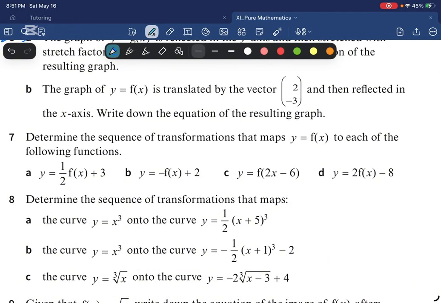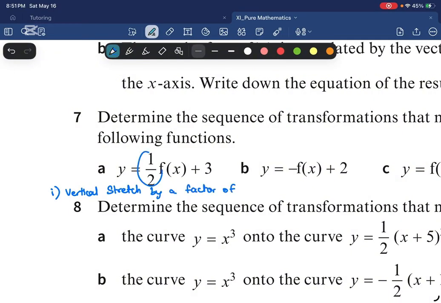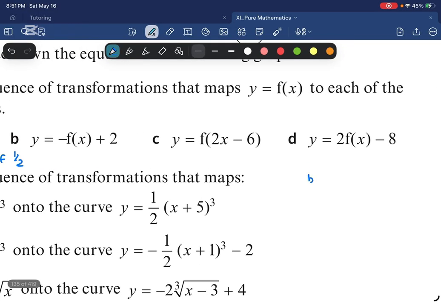Question 7. Determine the sequence of transformations that maps y is equal to f of x to each of the following functions. All right, so remember the sequence that I gave you? That is going to be your answer. So you will have a vertical stretch by a factor of half for A. And then part 2, you have a vertical translation. So instead of writing it like this, the textbook prefers you to write it as a vertical stretch parallel to the y-axis with a stretch factor of half, and then vertical translation by the vector (0, 3). So that is your answer. So for B, I'll write it in the proper way, right? So 1, you have a reflection. It has the same vertical.